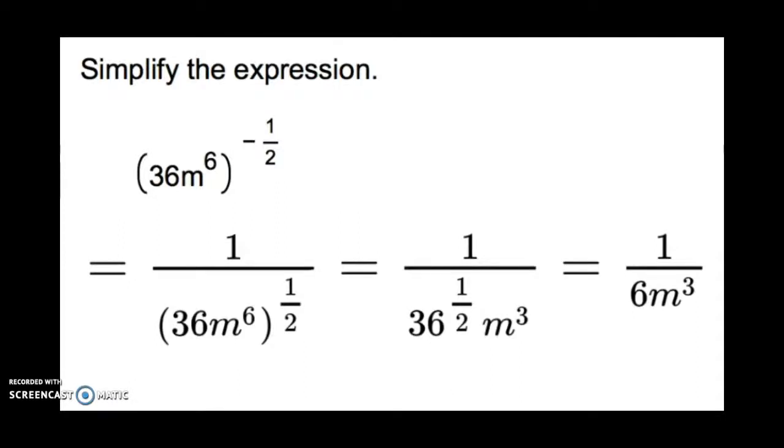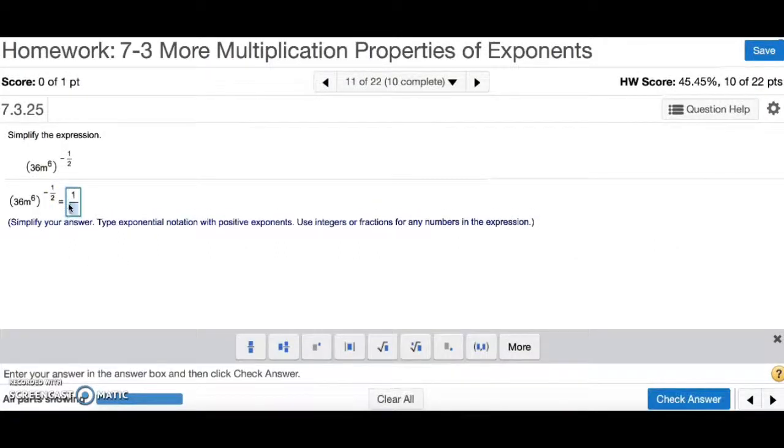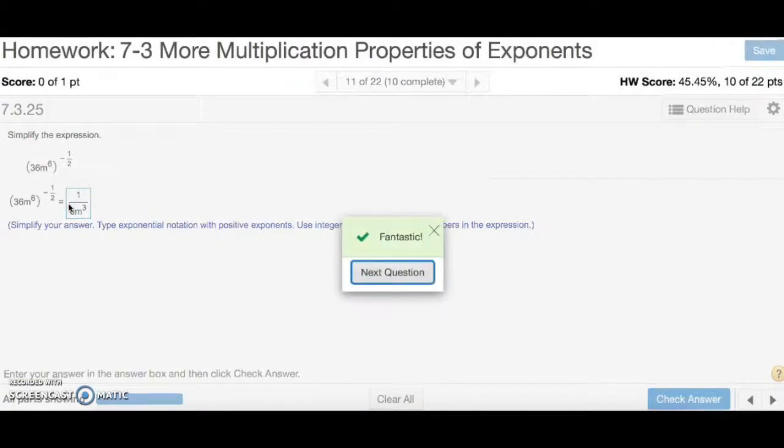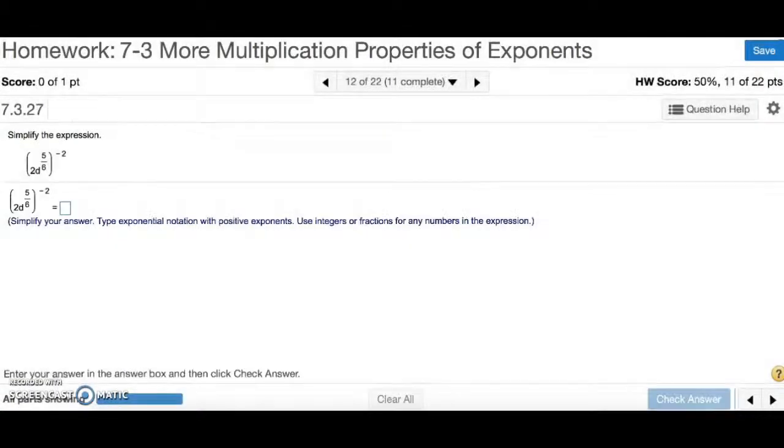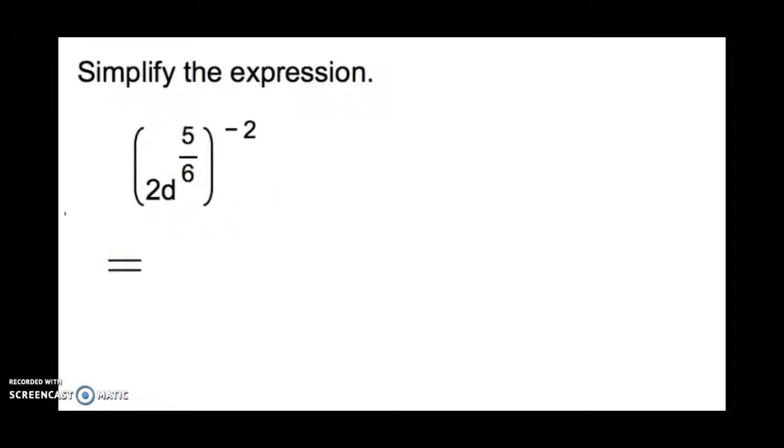So let's put that in. So typing that in, that's correct, so that's number 11. Okay, number 12 is like number 11, so let's take a closer look at it. So since I have a negative exponent, I'm going to want to make it positive first before distributing it in. So I'm going to write this over top of 1 and make that exponent positive. Now I'm going to raise the 2 and the d to the 5/6, both to the 2nd power.